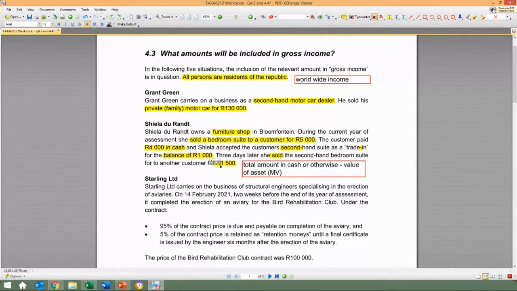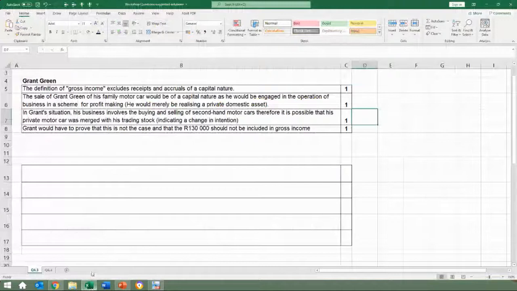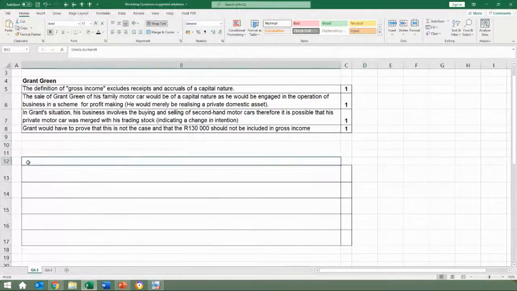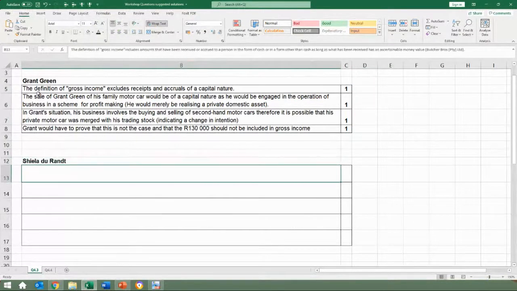But because we sold it for 1,500, that represents the market value of that furniture. So that means we actually received an asset which is worth 1,500. So the value we've received is actually the 4,000 plus the 1,500, which we would then include in our gross income. Now let's see how you would document this when you write it down in a test.